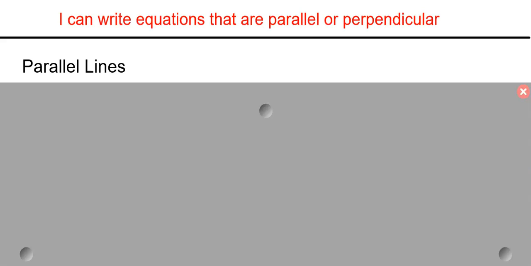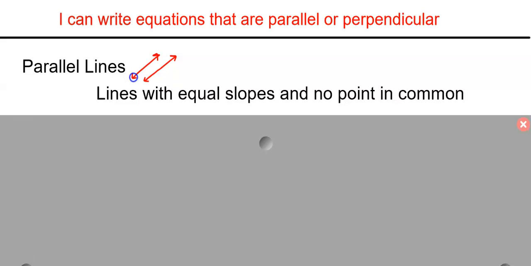So here we go. We're going to start with just a couple of the terms that we're going to be using quite a bit in this lesson. First one is parallel lines. I think most people have an idea in their head of what parallel lines look like. They are two lines that never touch. So they have the same slope. They're going in the same direction as one another. So they are lines with equal slopes and no point in common.